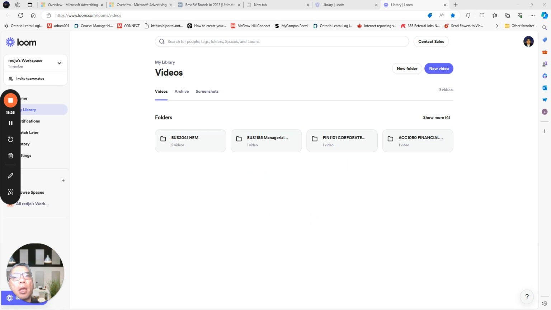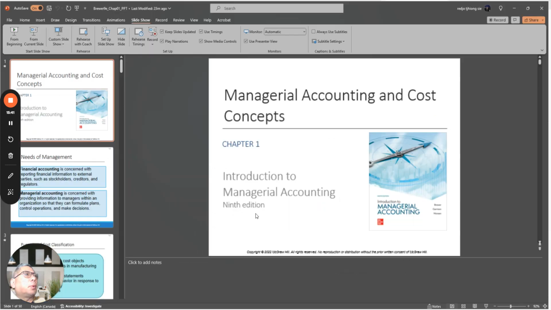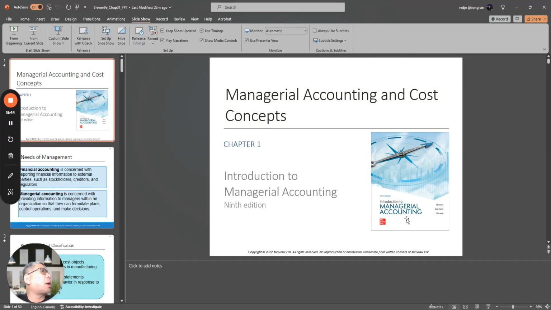Okay. I want to make sure that this is the book that we use. We are using a book that is based on the 9th edition, Managerial Accounting, Introduction available from McGraw-Hill.